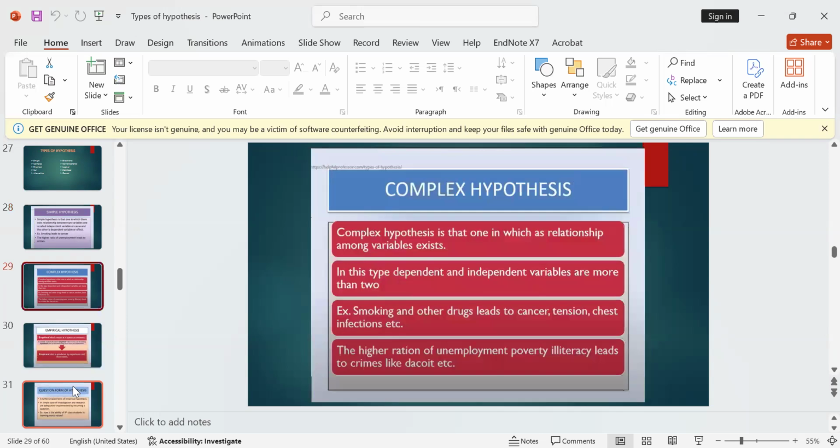Complex hypothesis. Complex hypothesis is the one in which a relationship among variables exists. In this type, dependent and independent variables are more than two. For example, smoking and other drugs lead to cancer, tension, chest infection, etc. The high ratio of unemployment, poverty, illiteracy leads to crimes like dacoit, etc.